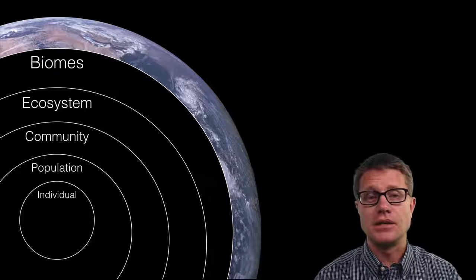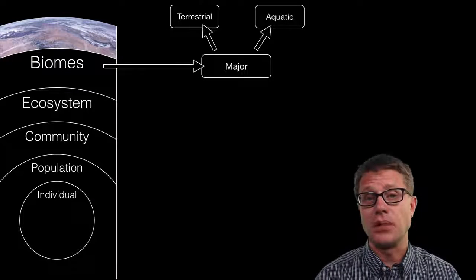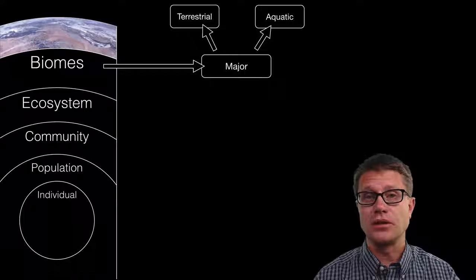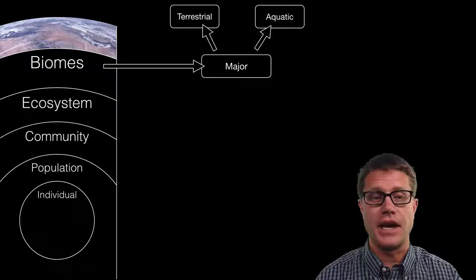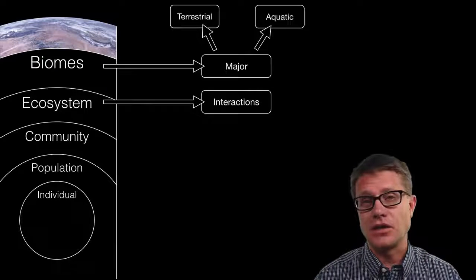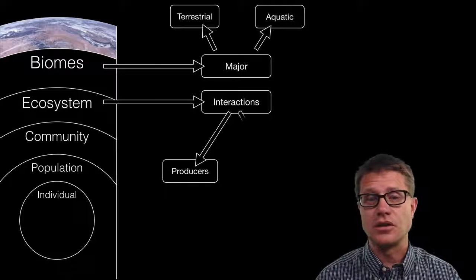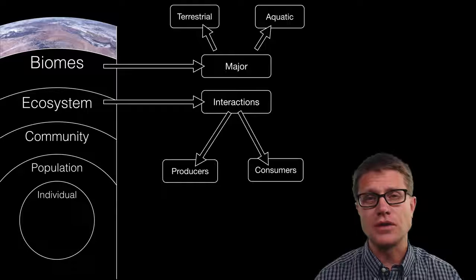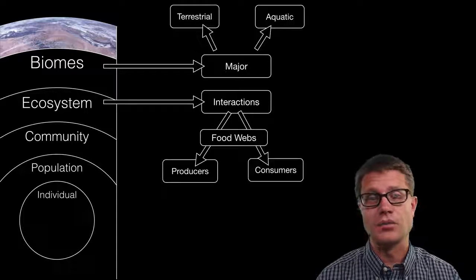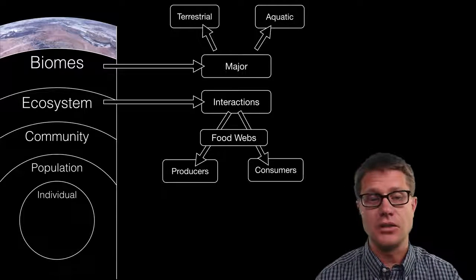And so before we get to ecosystems, we'll start by studying the major biomes, both terrestrial or land-based and aquatic. We'll then move on to the interactions at the ecosystem level. So that's going to be all of the producers and consumers interacting. A good way to study that is going to be with their food webs. We're also going to add abiotic or non-living material.